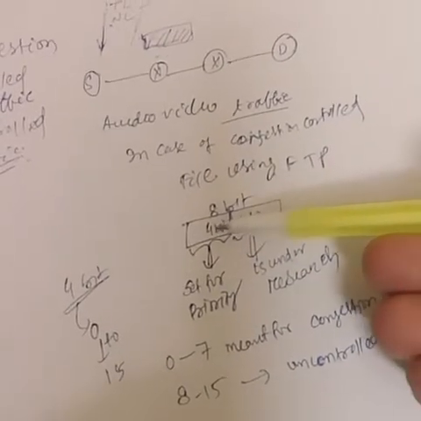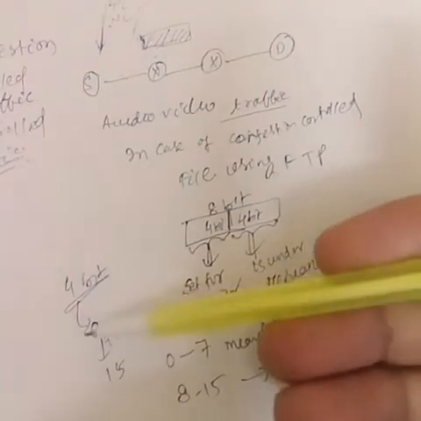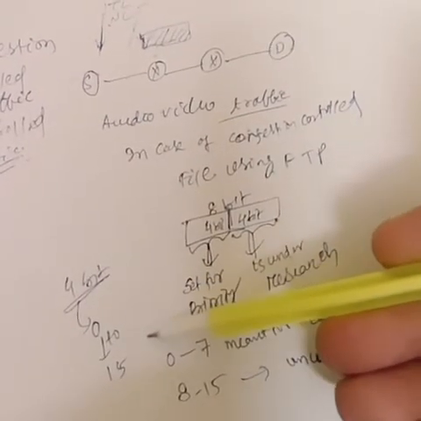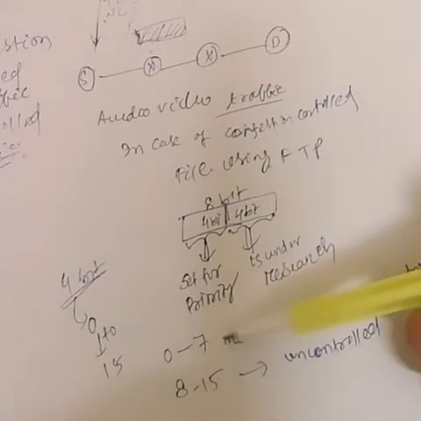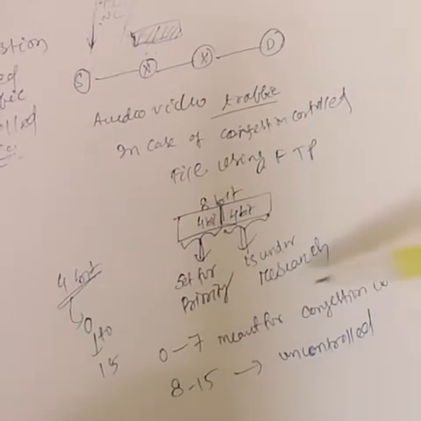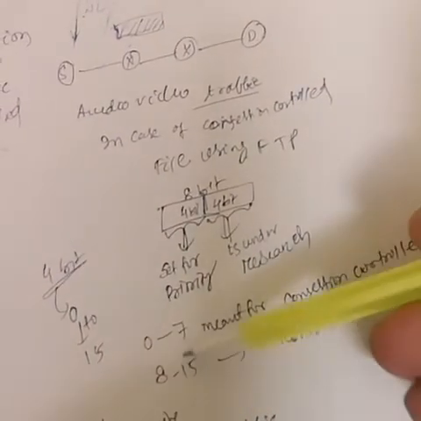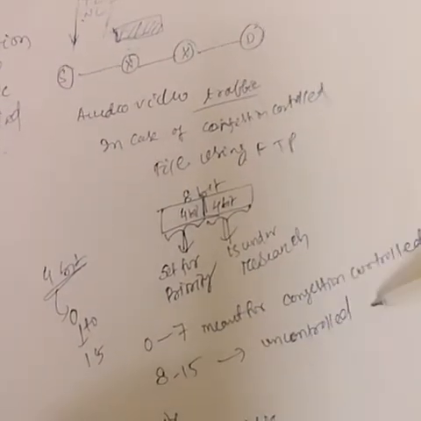With this 4-bit field, how many values are possible? 0 to 15 values are possible. And among these 0 to 15 values, 0 to 7 is meant for congestion control, right? And 8 to 15 is meant for uncontrolled traffic.